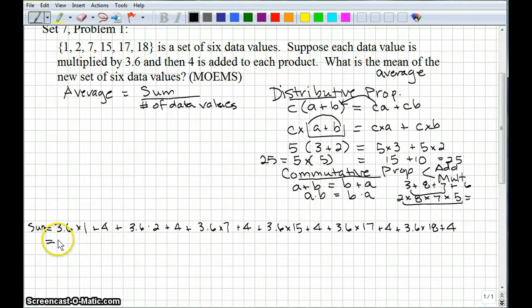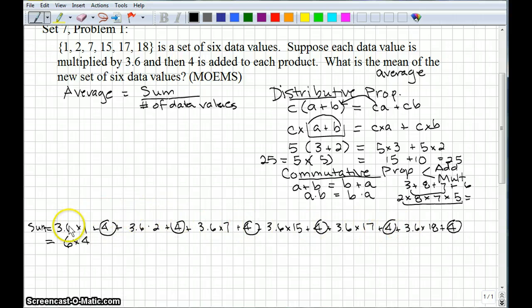Let's look at, first of all, we have a 4 here, and a 4 here, and a 4 here, a 4 here, a 4 here, and a 4 here. Now we have 6 numbers, so we've added 4 6 times. Now you know that if you add 4 6 times, you just get 6 times 4, right? So I'm going to just write that here. I'm going to say 6 times 4. Then I can get rid of all of these 4's.